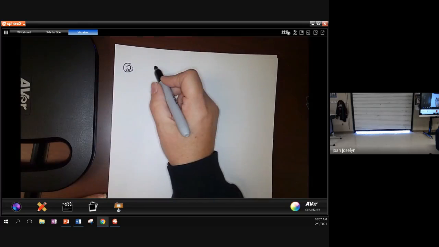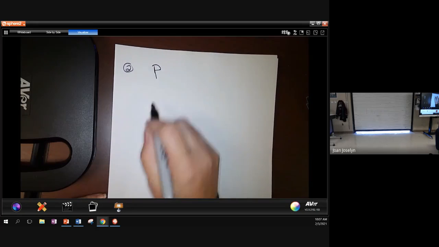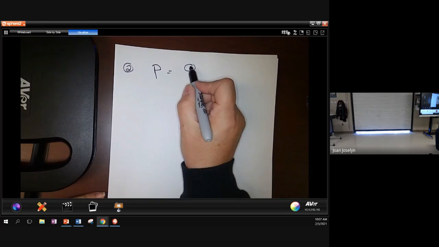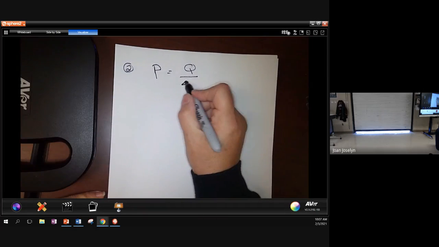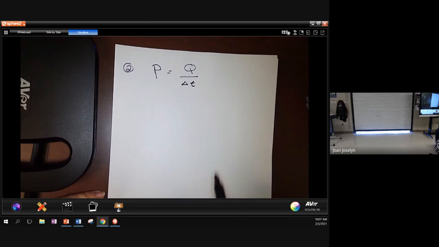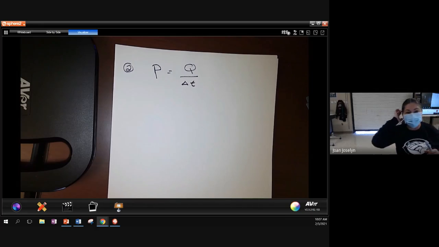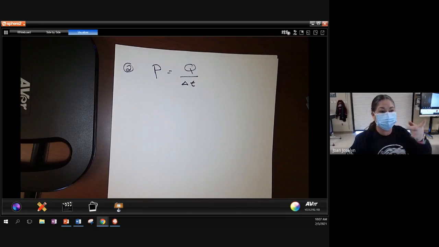Okay, so number 2. P equal to Q divided by delta lowercase t. So P should have come up when we were doing electricity, but since we didn't break out the robots, we usually make them lift things and we see how much power they have based on what battery we're using. But since we didn't do that, we didn't see this.